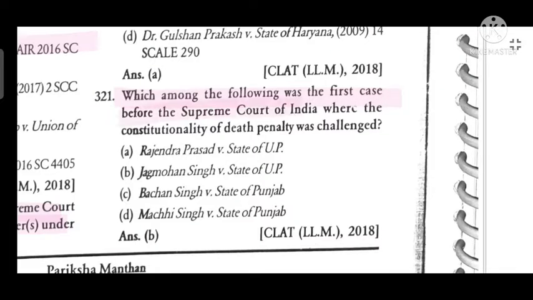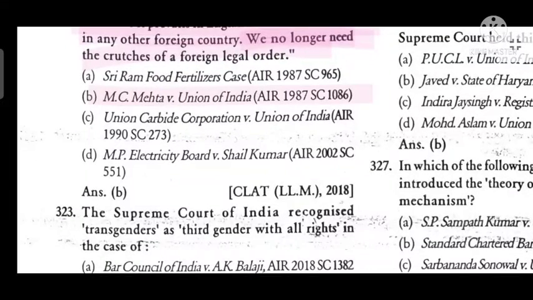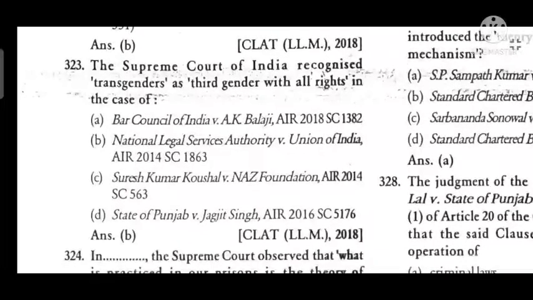In which one of the following cases, the first before the Supreme Court of India, was the constitutionality of the death penalty challenged? Jagmohan Singh versus State of Uttar Pradesh. In which one of the following cases did the Supreme Court observe, we cannot allow our judicial thinking to be constricted by reference to the law prevailing in England or in any other country; we no longer need to clutch at foreign legal orders? MC Mehta versus Union of India 1987. The Supreme Court of India recognized transgender as a third gender with all rights in the case of National Legal Services Authority versus Union of India, AIR 2014 Supreme Court 1863.